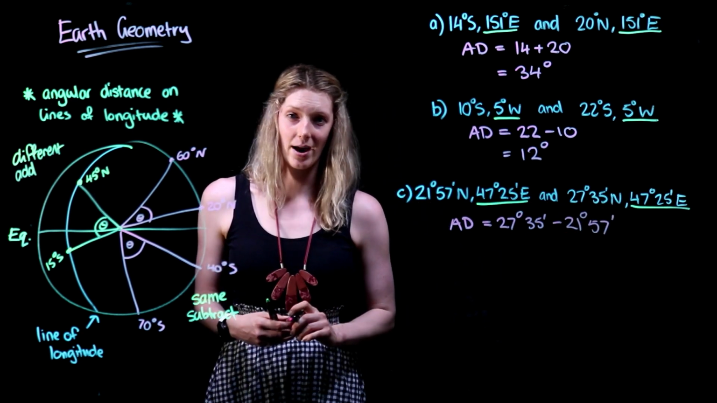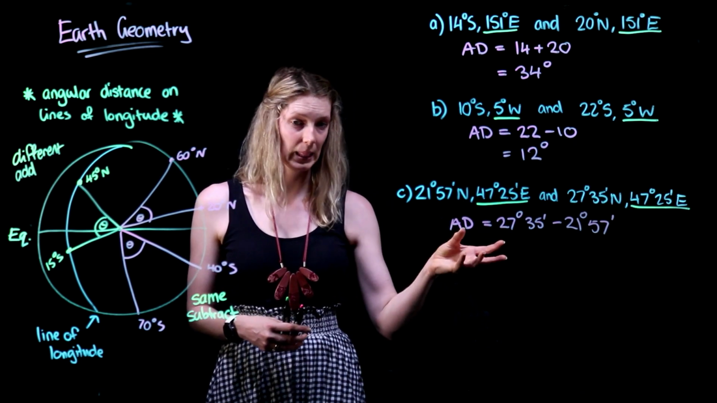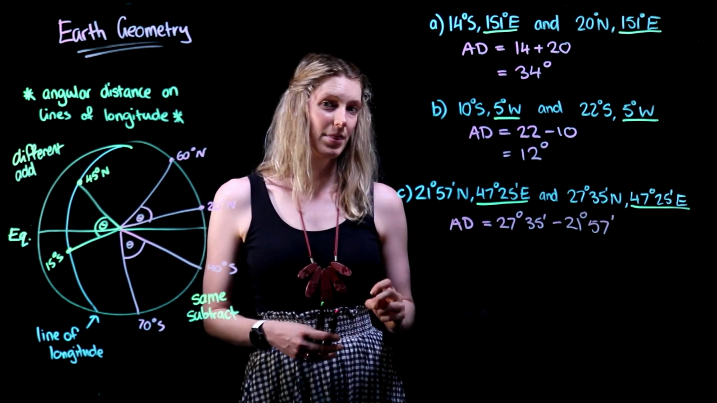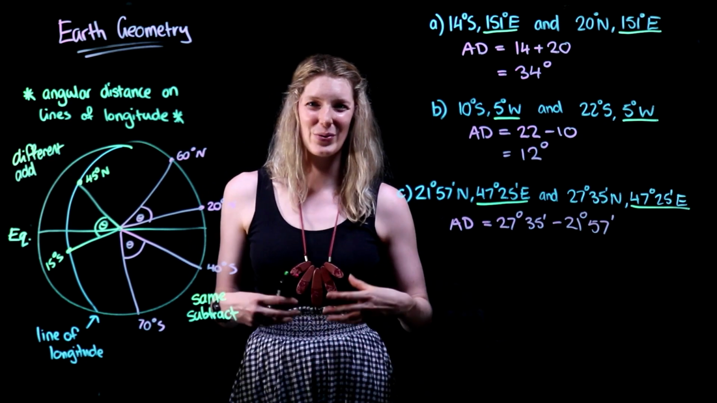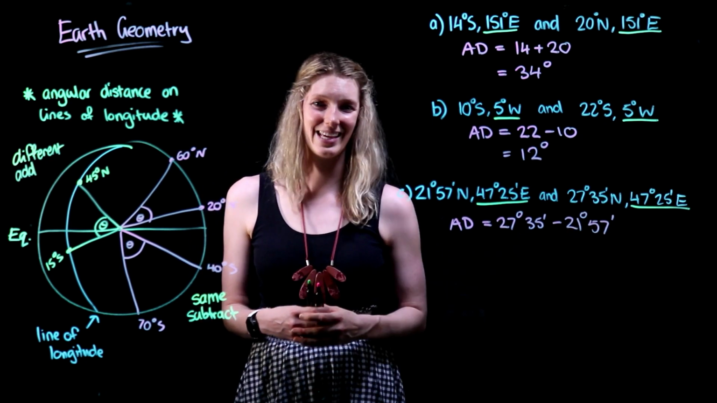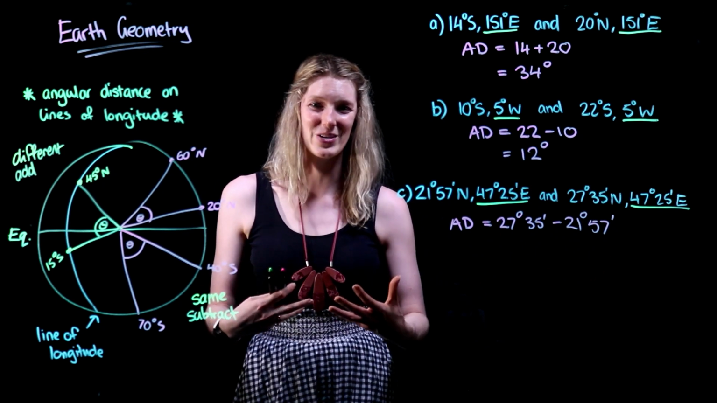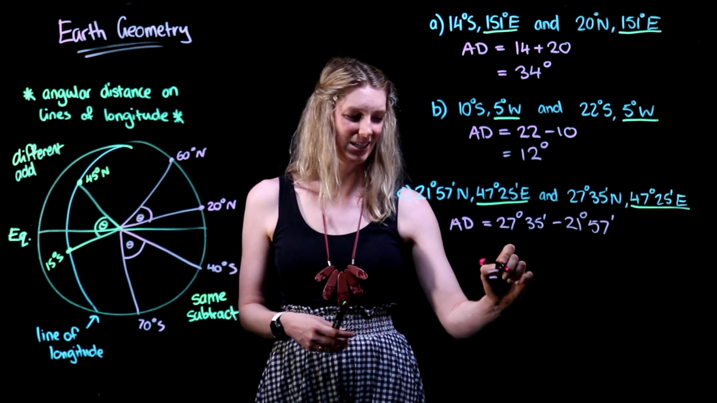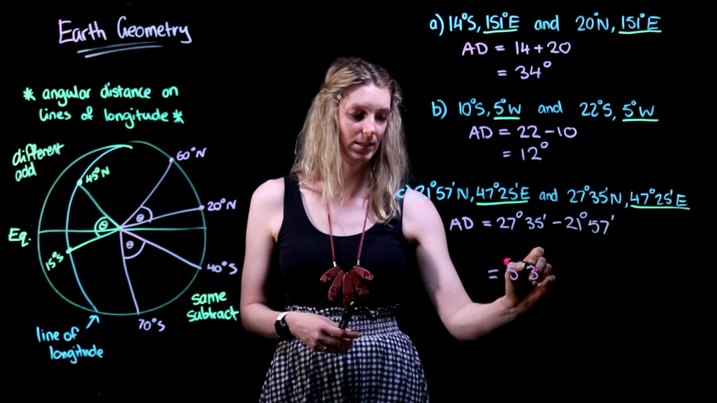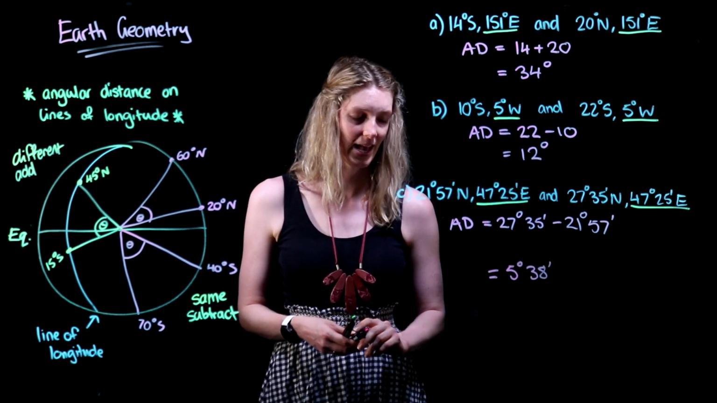Now, depending on the calculator that you're working with to complete this calculation, there is usually a degree and minute button on there. So you can press this button, get these values, and it will give you an exact solution, which in this case is going to be 5 degrees and 38 minutes.